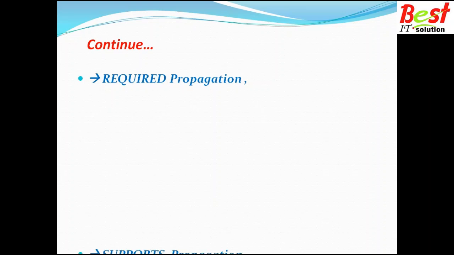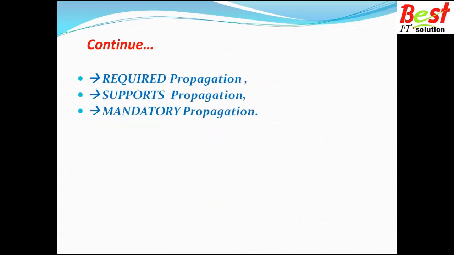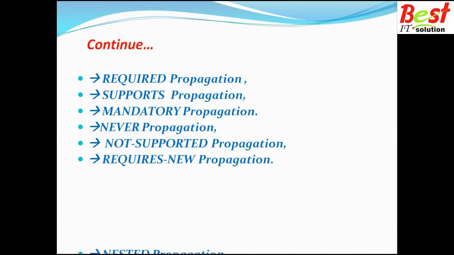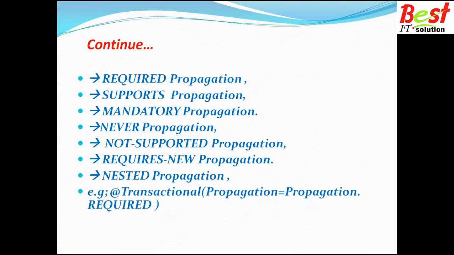There are different types of propagation: required propagation, supports propagation, mandatory propagation, never propagation, not supported propagation, requires new propagation, and nested propagation. So these are the propagation values we can pass.